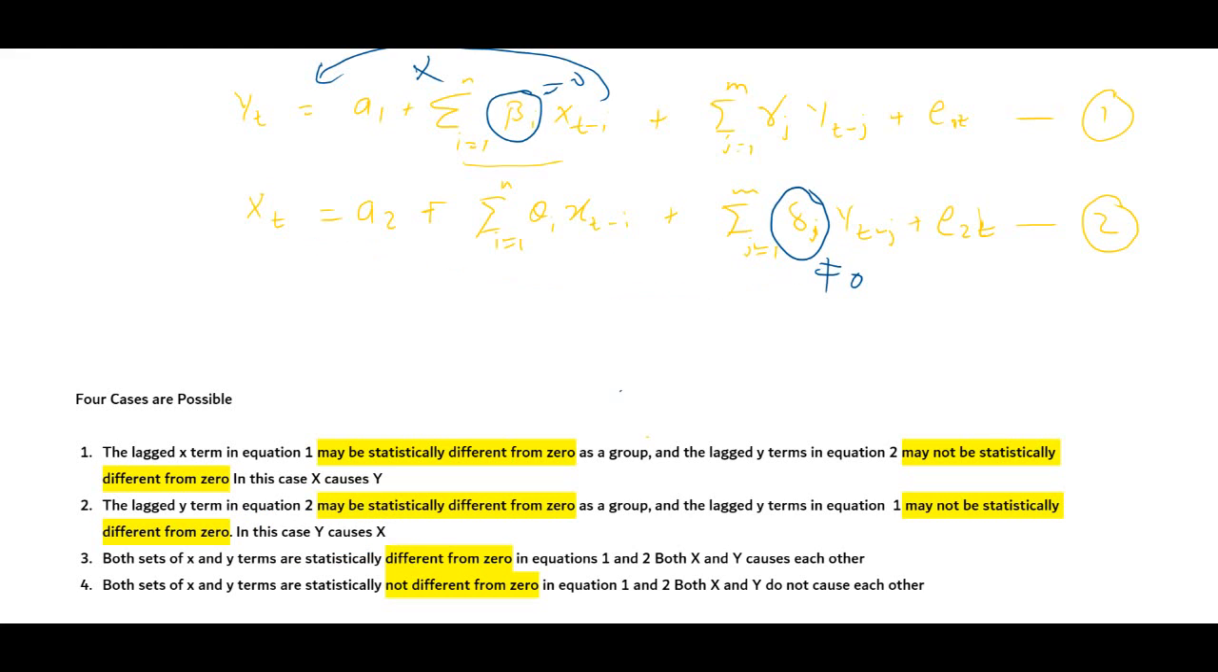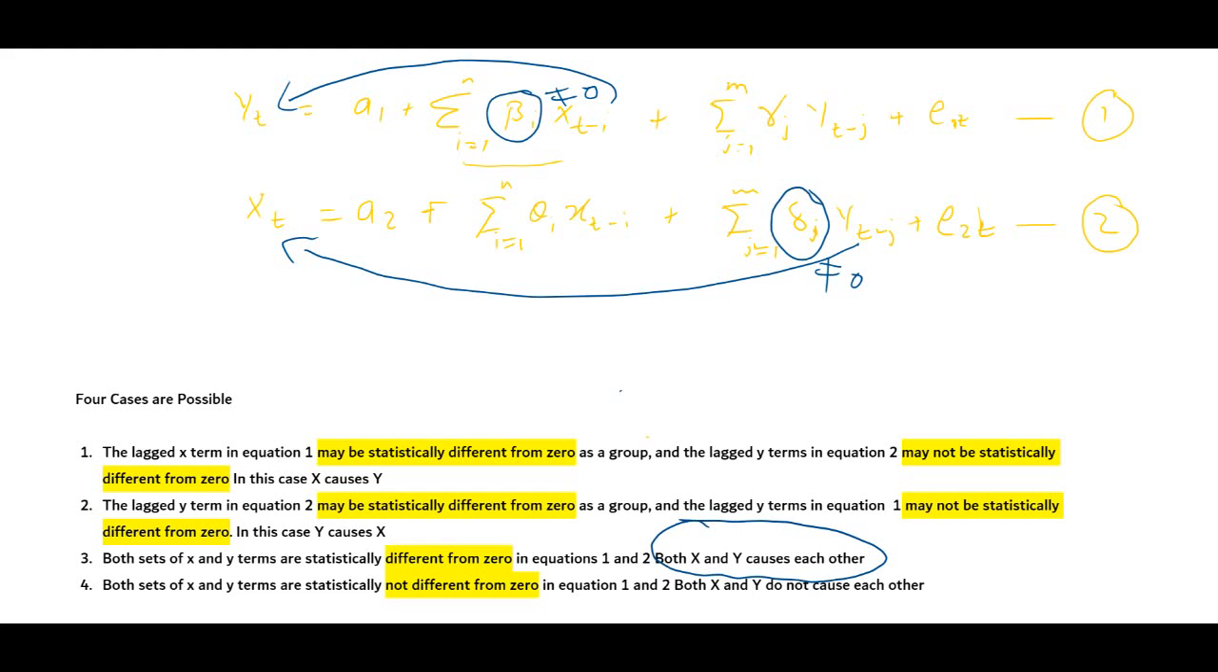Then we have a third scenario. Both x and y terms are statistically different from 0. Means beta I is also not equal to 0 and sigma I is also not equal to 0. In this case, xt causes yt and yt causes xt. So both x and y can cause each other.